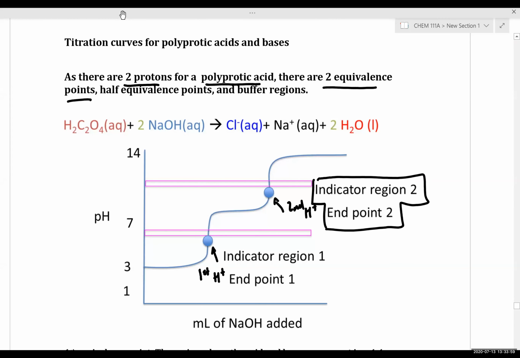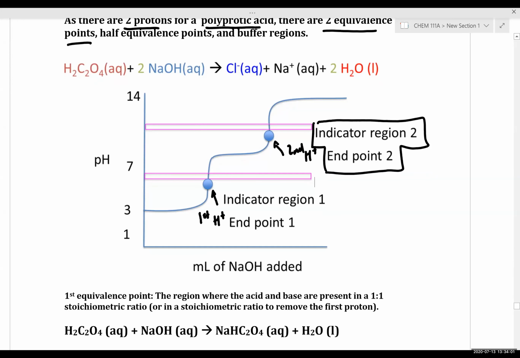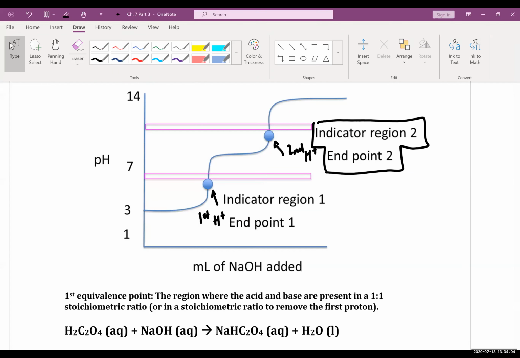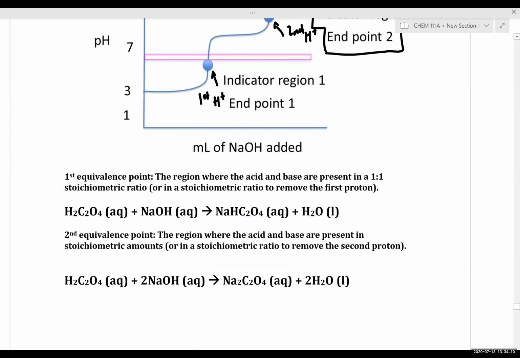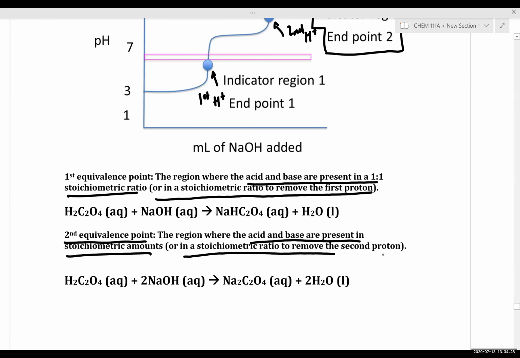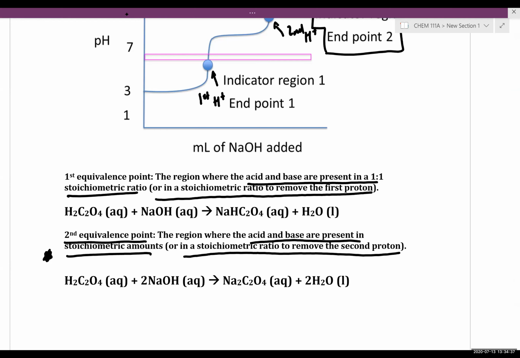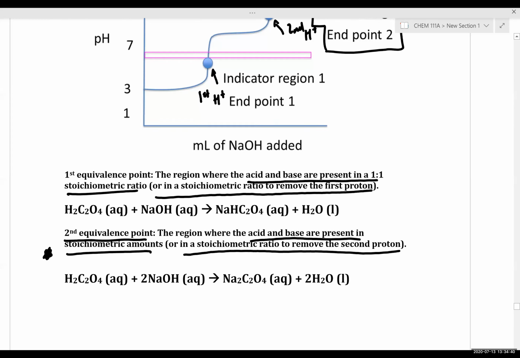Now, let's discuss some intricacies of these equivalence points. The first equivalence point is the region where the acid and base are present in a 1-to-1 stoichiometric ratio, or in a stoichiometric ratio necessary to remove the first proton. The second equivalence point is the region where the acid and base are present in a stoichiometric ratio to remove the second proton. We typically care about the second equivalence point more. Okay, let's keep going.